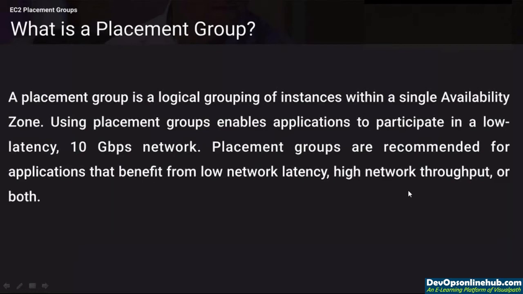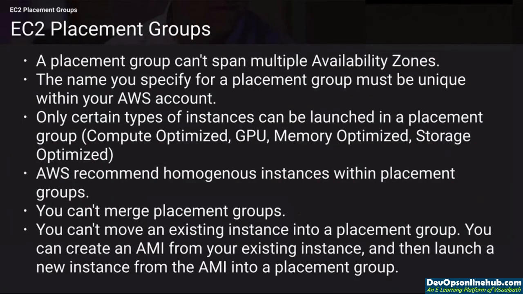Over better networking. Placement groups are recommended for applications that benefit from low network latency, high network throughput, or both. We usually get better network throughput, as I just said, once we combine the EC2 instances which are part of a single availability zone. There are a few rules that we need to follow before we can create a placement group. So these are all the rules, right? Now let me show you where you get these placement groups in the EC2 section.